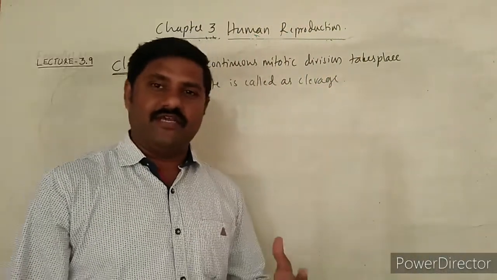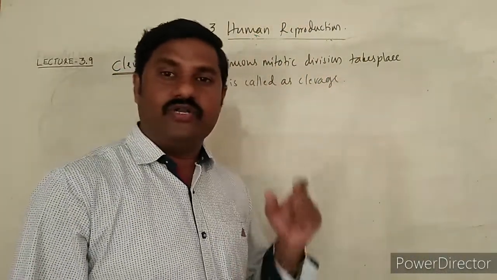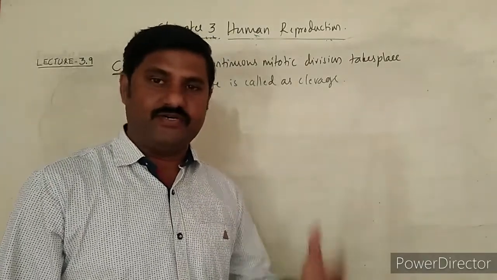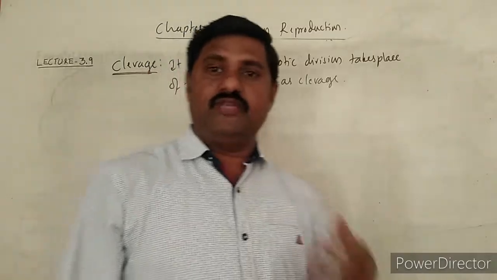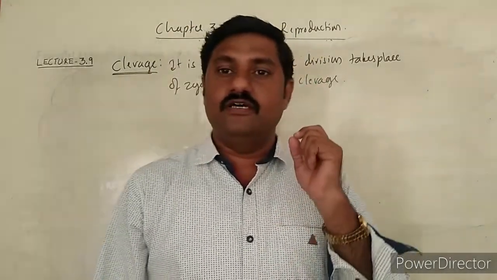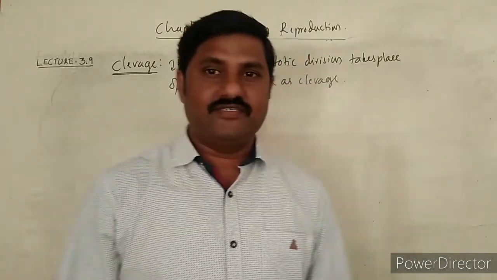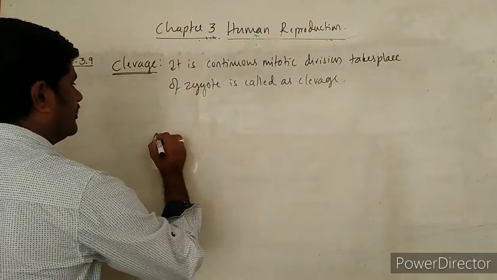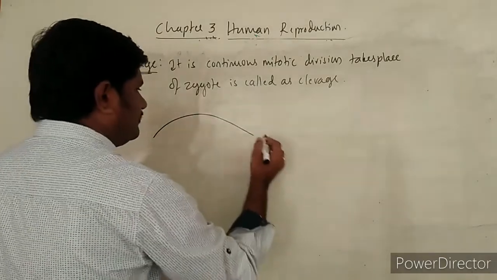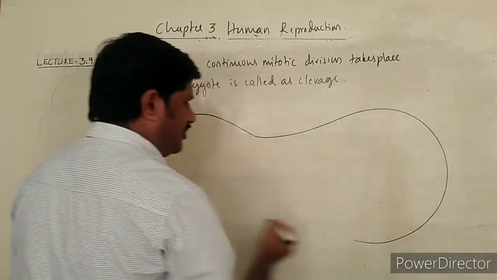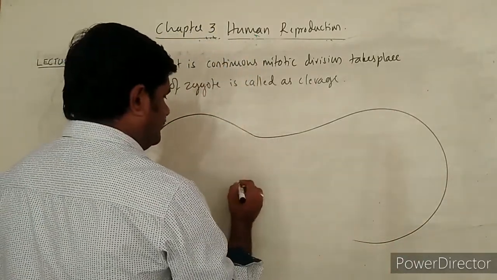So let us draw the diagram, and in the diagram I am going to explain the cleavage: the first cleavage, second cleavage, third cleavage, like this. So many cleavages or mitotic divisions take place in the zygote. And how does it take place? Let us see in the diagram itself. Half portion of the entire female reproductive system I am going to draw over here.